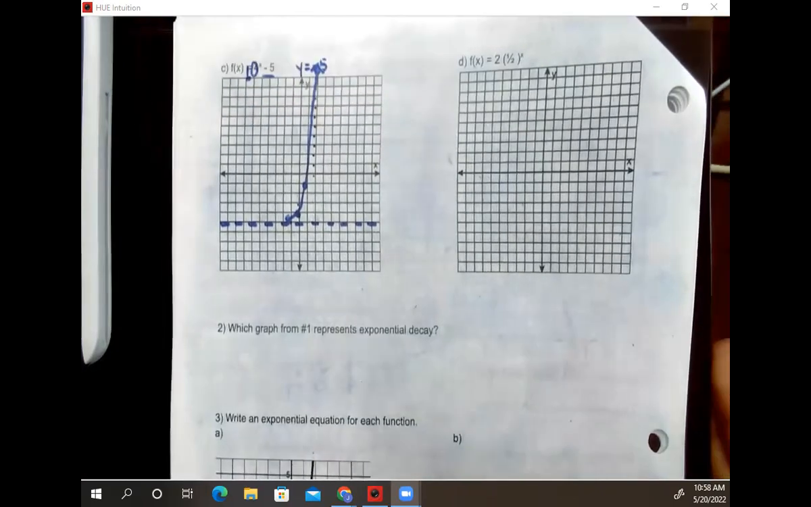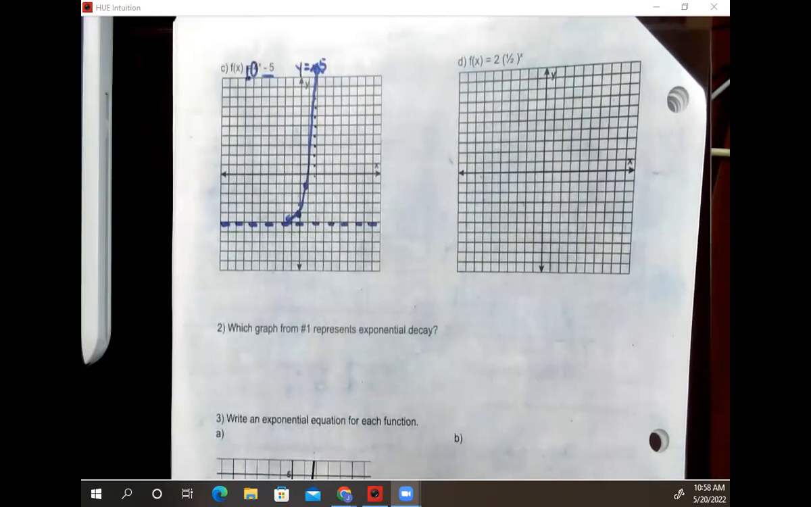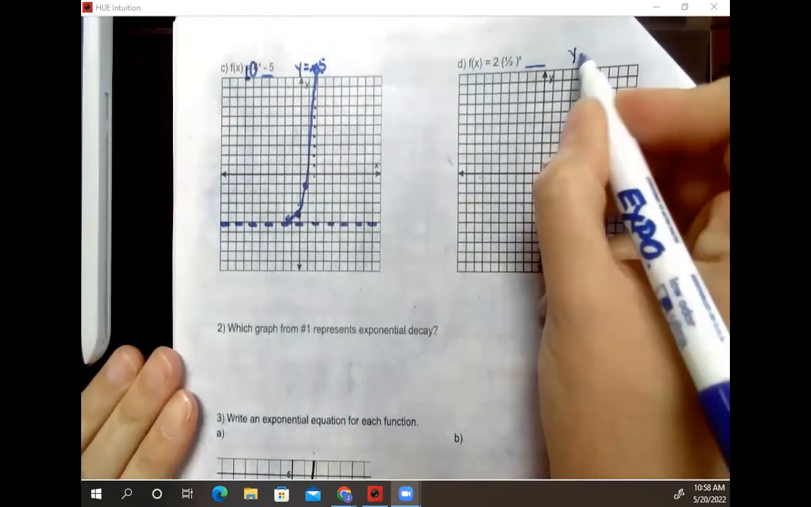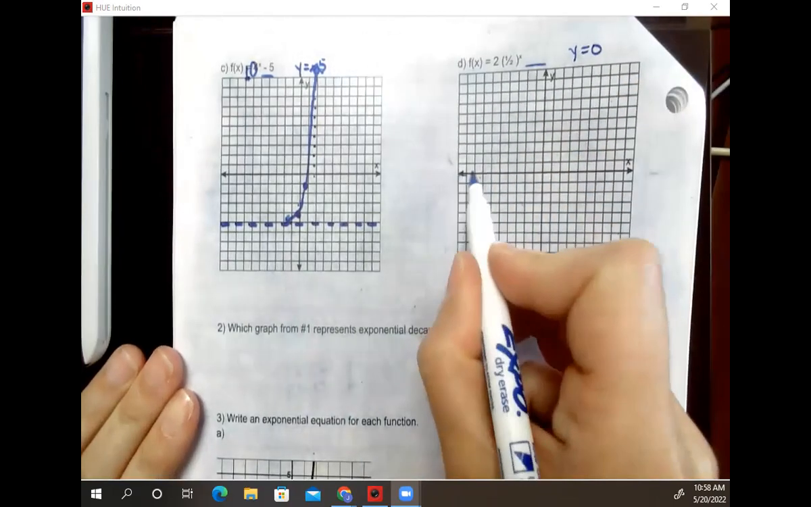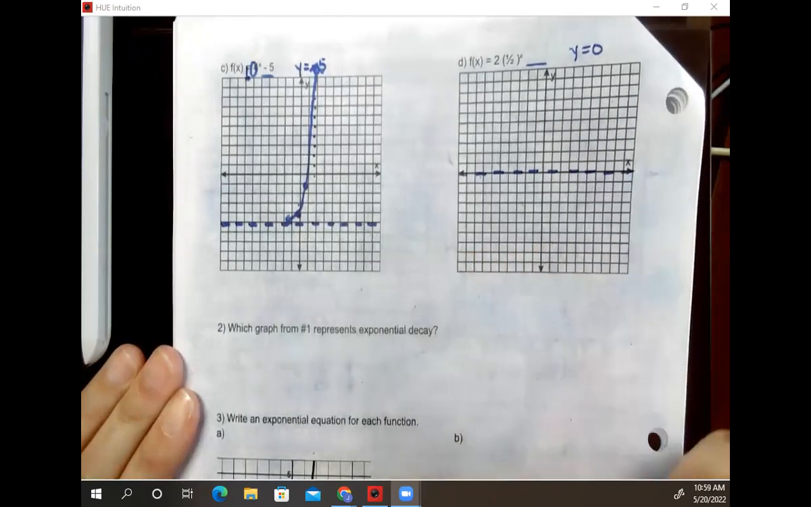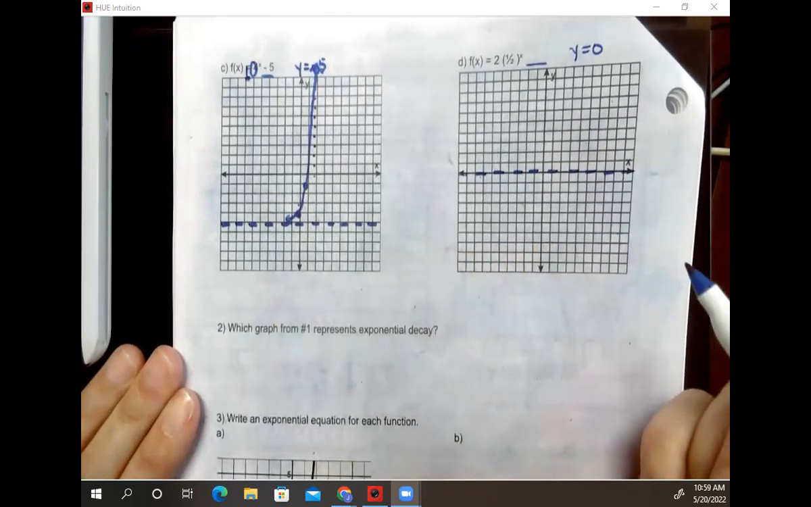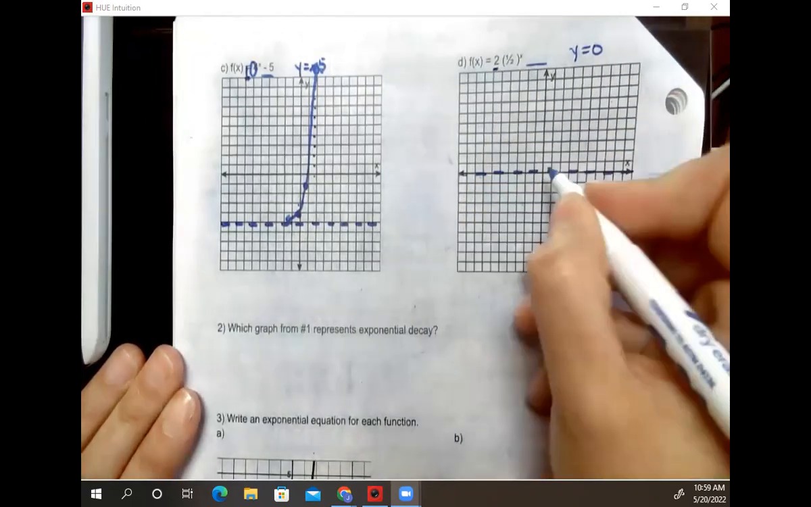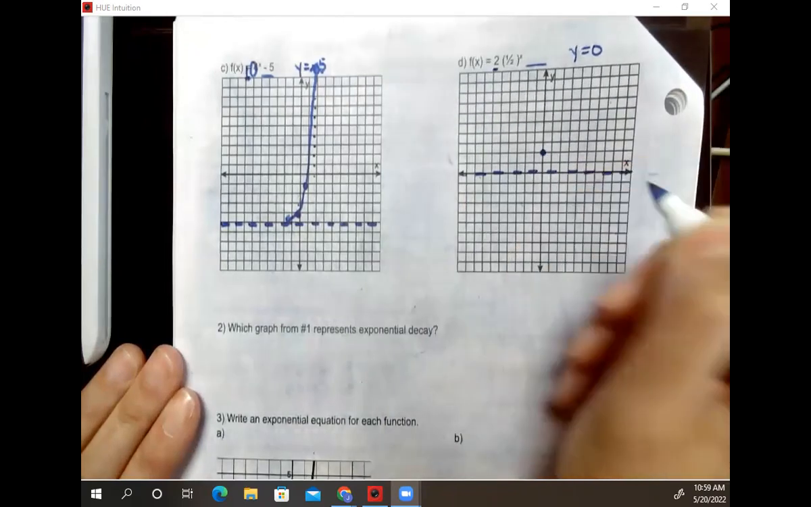Where's my asymptote for D? I don't see a number here at the end. So it would be at 0. Right along that x-axis. Where will my initial point go? 2 above. I look at that lead coefficient, that tells me 2 above.